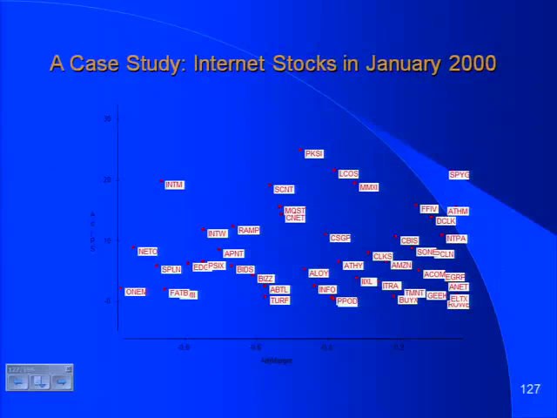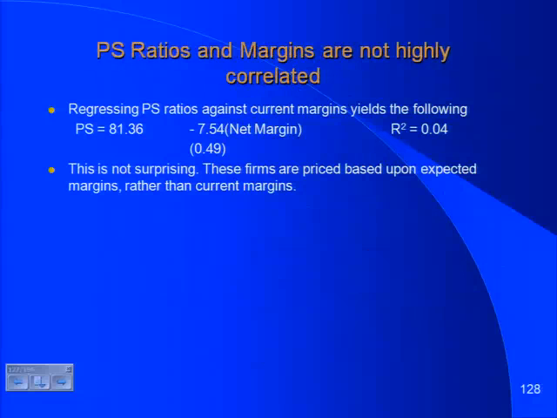I know the relationship doesn't look strong, but I said, let me try a regression anyway. Let's see what it looks like. First, look at the R squared. 4%, no surprises. The R squared reflects the fact that there's very little linkage between the two. But here's an even scarier number, minus 7.54 on the net margin.